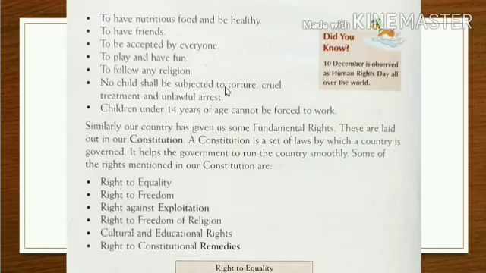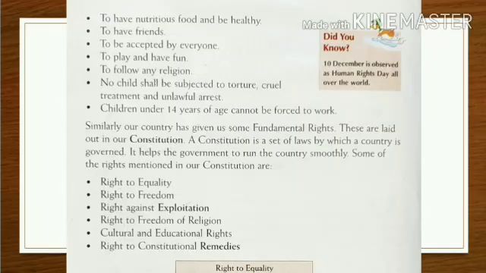No children shall be subjected to torture, cruel treatment, and unlawful arrest. So children are not allowed to be tortured. No one can arrest them. No one can treat them badly. Children under 14 years of age cannot be forced to work. So the children who are below 14 years cannot be forced to work. So these are some rights that you enjoy as a child and as a member of a family, school and community.